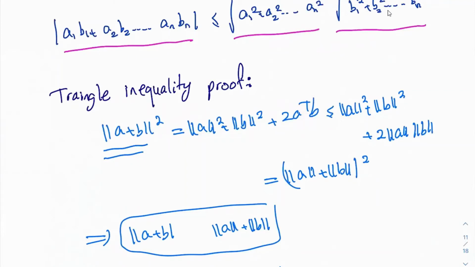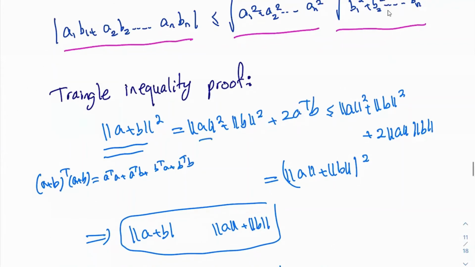Norm of a plus b squared is equal to norm of a squared. Let's see how we can calculate this. It's important to know how to manipulate the norm operation. This is calculated as follows: A transpose A plus A transpose B plus B transpose A plus B transpose B. And that's what I have here, because we said that A transpose B and B transpose A are the same. Okay, good. Now we have this.